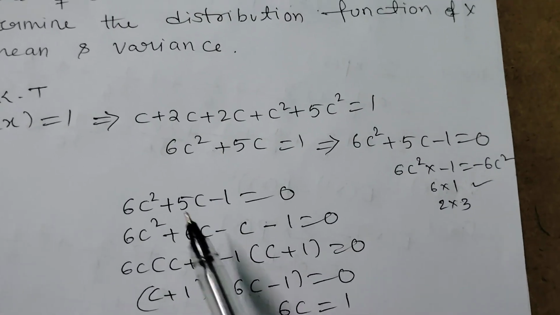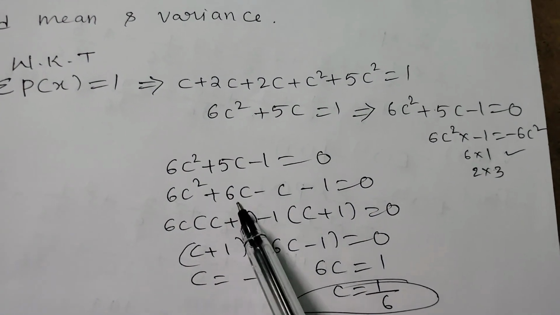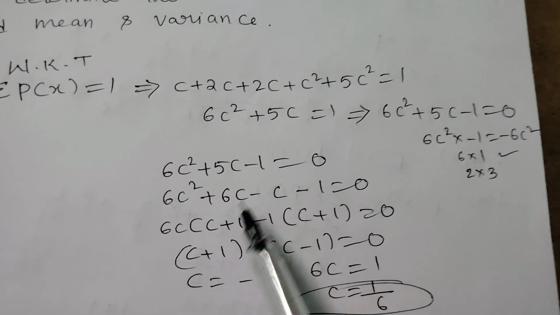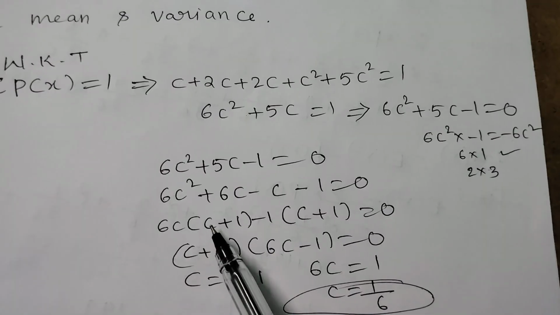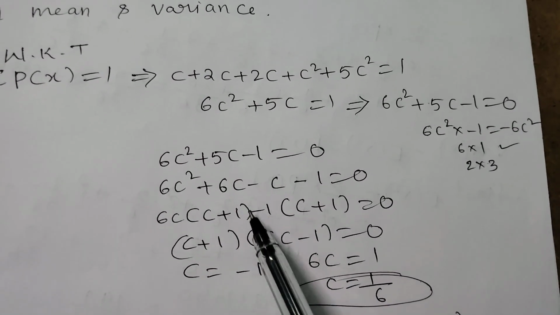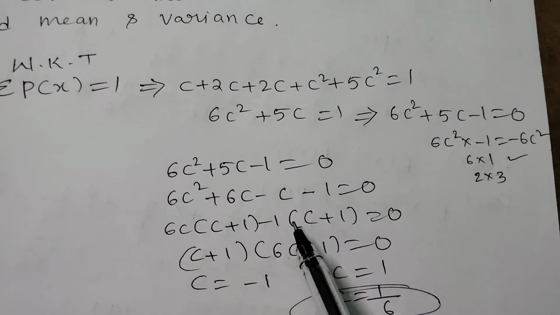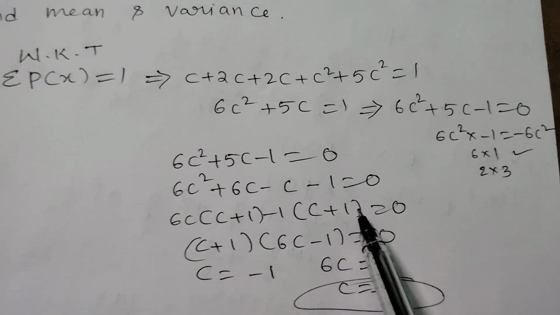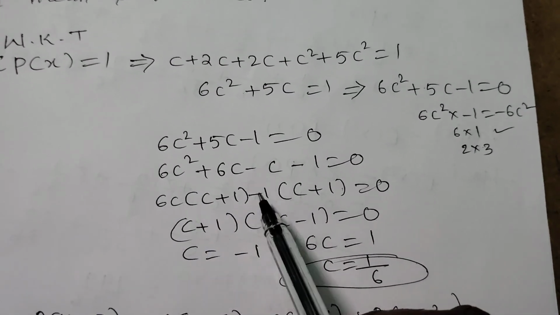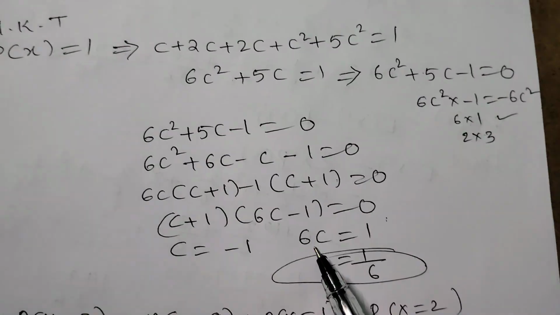Okay, so now in these two terms, what is the common term? 6c. Taking 6c common, we get c, since only 6c is there, and after taking 6c we get 1. In the other terms there is no common factor except minus 1, so taking minus 1 common we get c plus 1. Here c plus 1 is common, so we get 6c minus 1 equal to 0, so c equals minus 1 or c equals what?